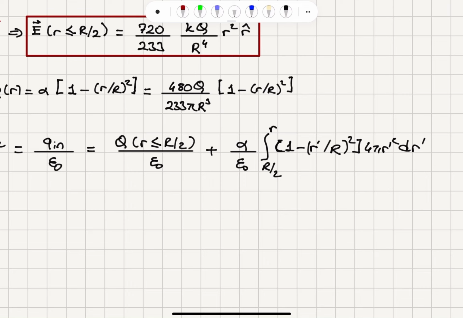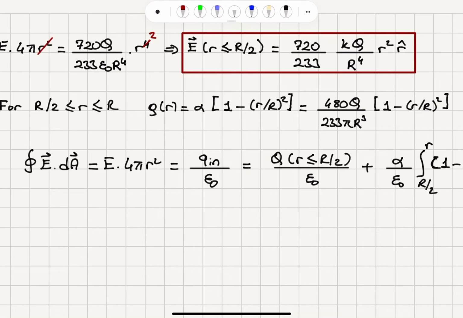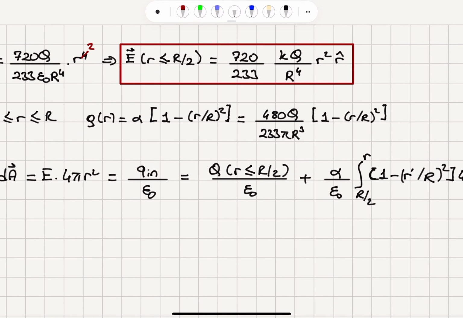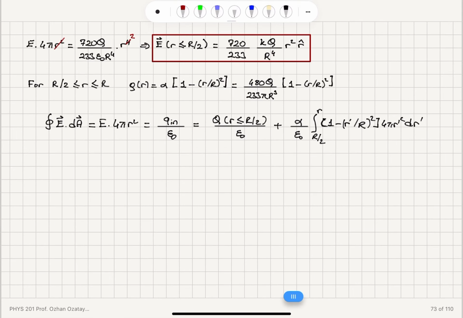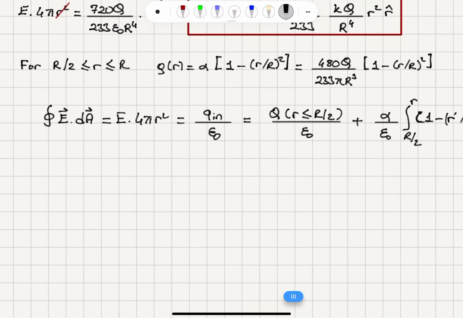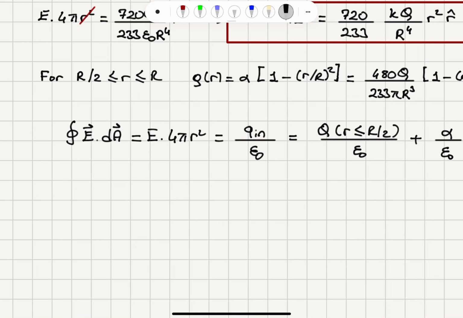Since rho changes depending on where we are in space, in the region between capital R over 2 and R, so r is greater than or equal to capital R over 2, we have this charge density, but it's less than or equal to capital R. So in this spherical region, we have the charge enclosed in the region r less than or equal to capital R over 2. And then we have the extra charge that comes from this charge distribution between capital R over 2 and r.